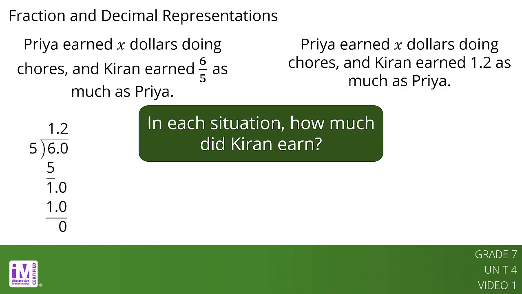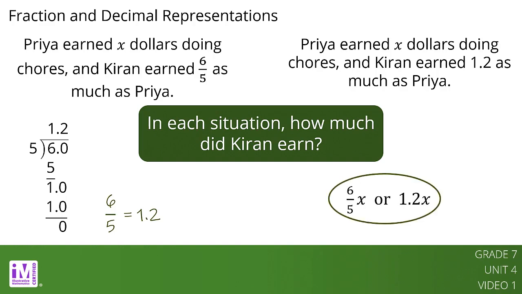Since 6/5 equals 6 divided by 5, which equals 1.2, 6/5 equals 1.2. This means that these are the same problem. In each situation, Kiran earned 6/5 X, or 1.2 X.